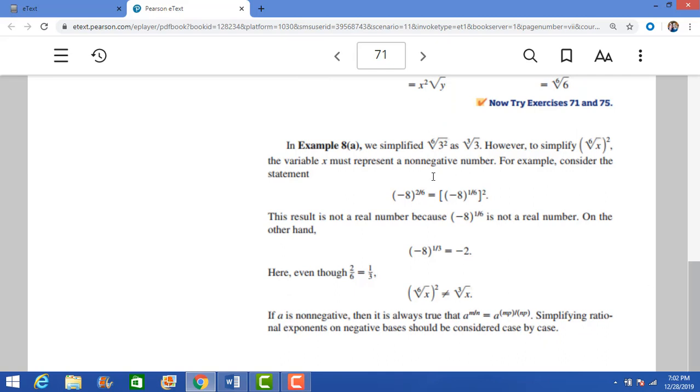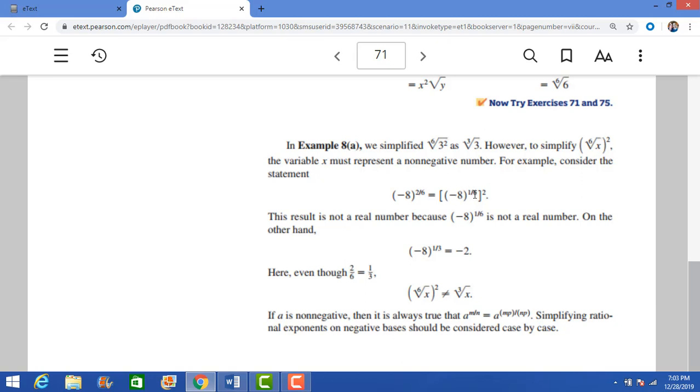Okay, we have -8 to the 2/6 power. So this is negative 8 to the 1/6 power squared, which is basically the same form as this, right? Now, this is where we get into trouble because look at this.